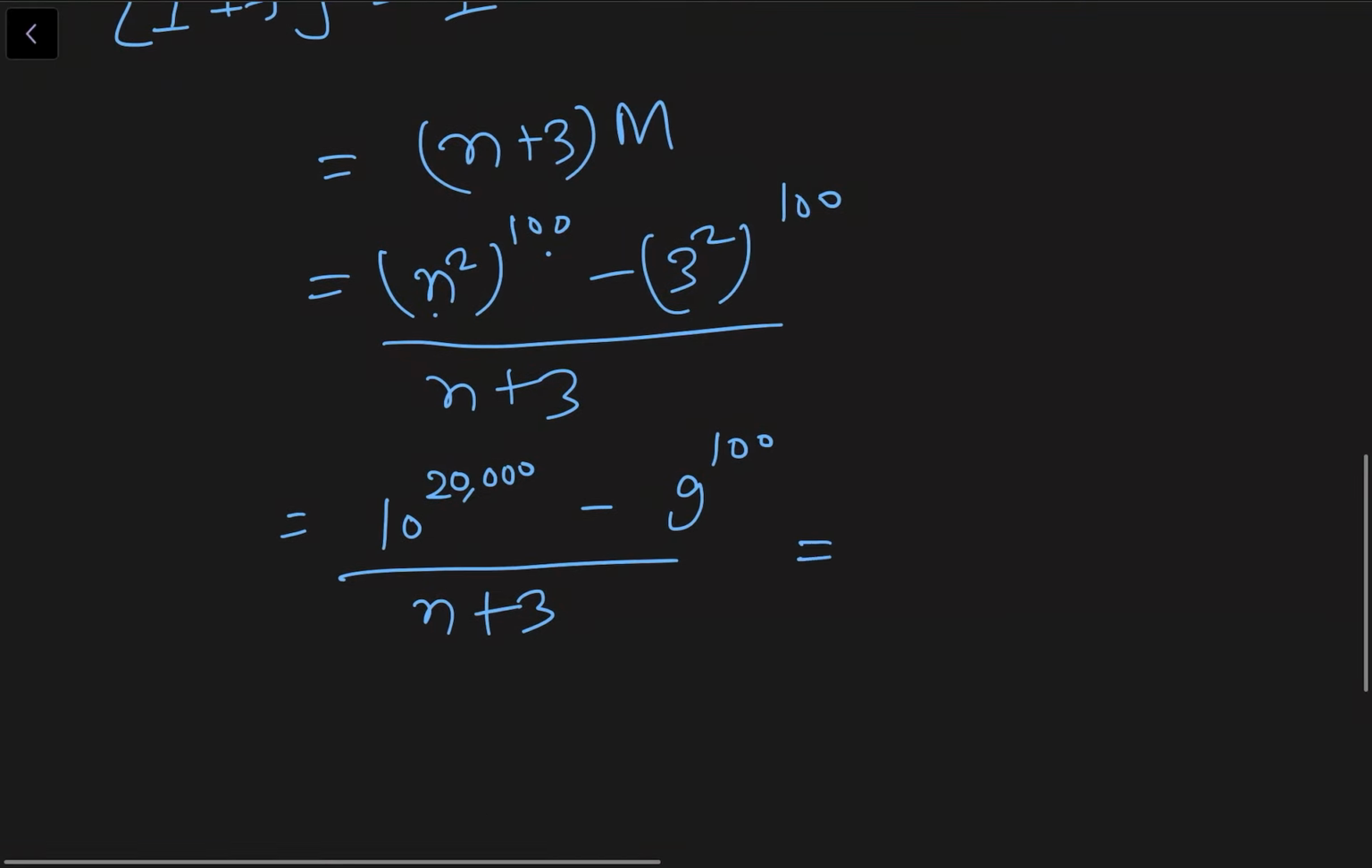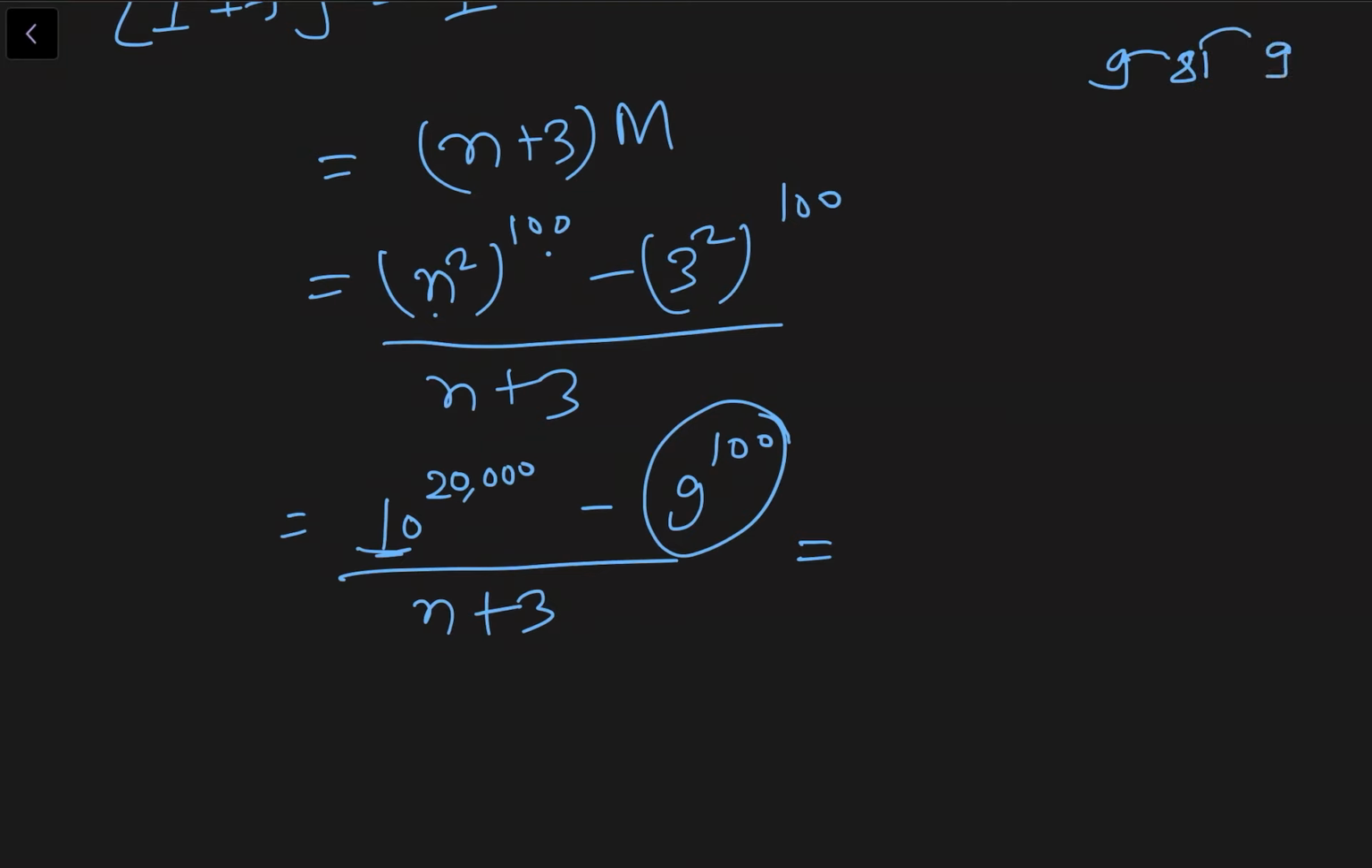Now this quantity will give us unit digit 0. What about 9 raised to power 100? We know the cycle of 9. If you square 9, I get 81. If you further multiply with 9, I get 729. So I get 9, 1, 9, 1, like that for sure. And this power is even, so for sure here the unit digit will be 1, and here the unit digit will be 0. And 0 minus 1 will give us unit digit 9.